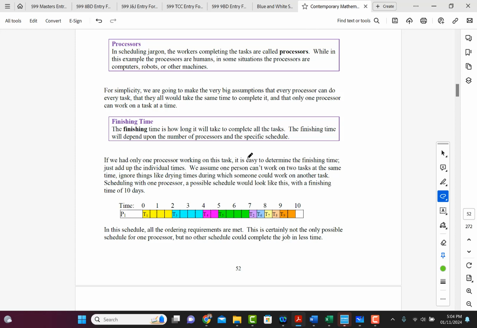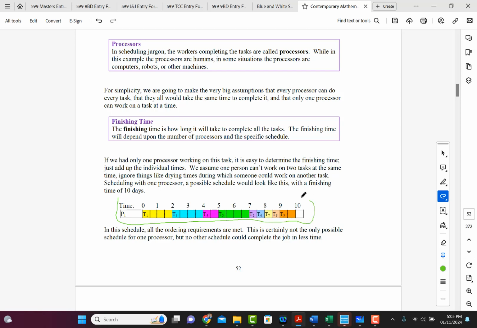Finishing time. So the finishing time is how long it takes to complete all the tasks. So the finishing time will depend upon the number of processors and the specific schedule that we come up with. Okay. If we had only one processor working on this task, it is easy to determine the finishing time. Just add up all the individual times for all the different tasks. We assume one person can't work on 2 tasks at the same time, ignoring things like drying times, during which someone could work on another task while something else is going on. Scheduling with one processor, a possible schedule would look like this, with a finishing time of 10 days.